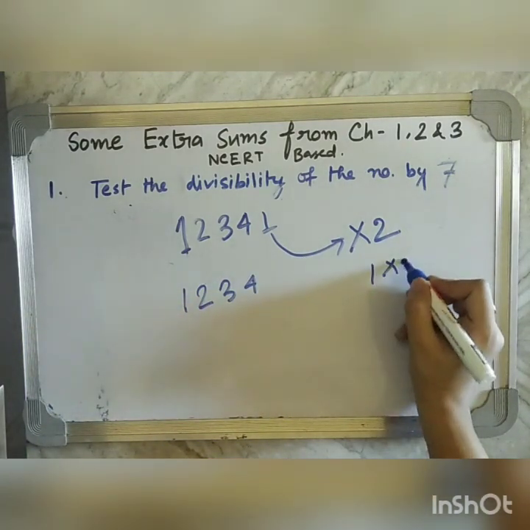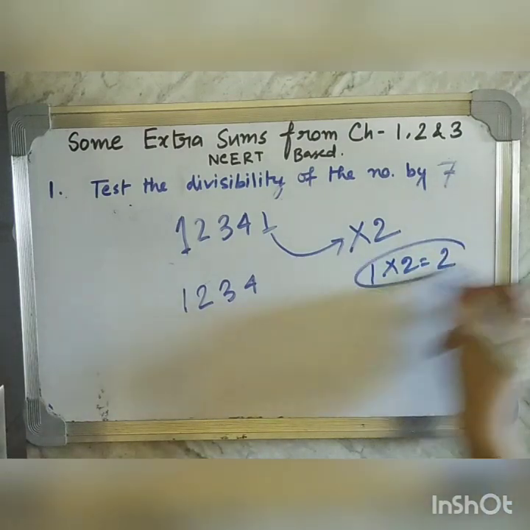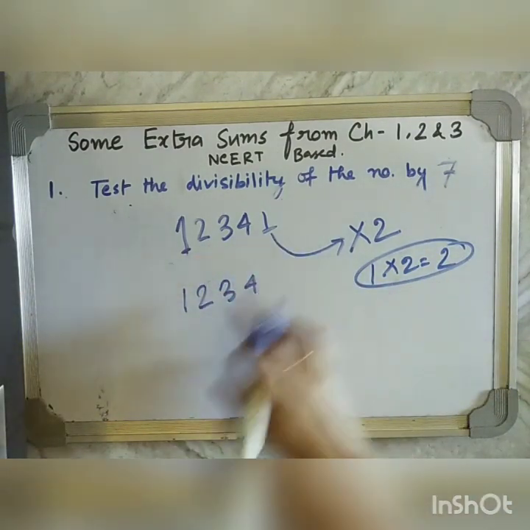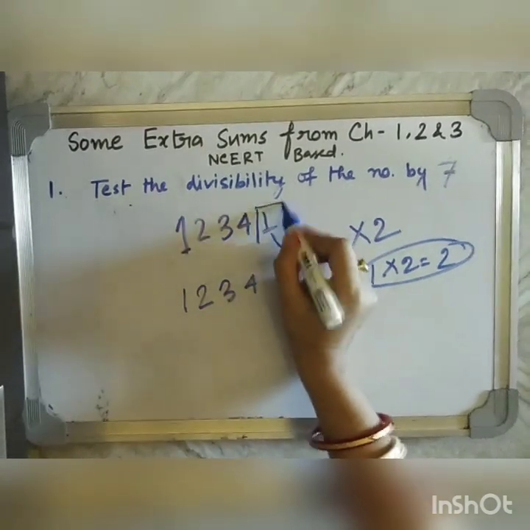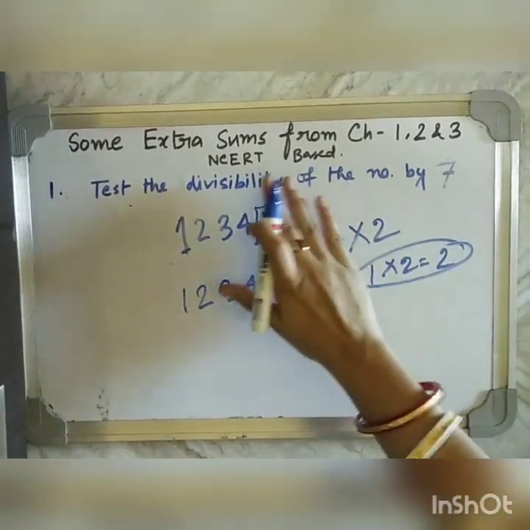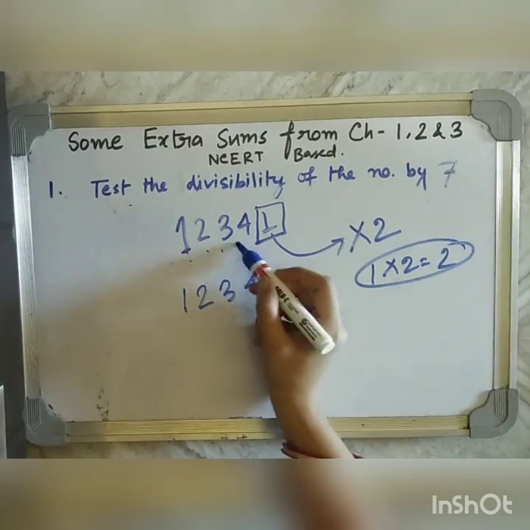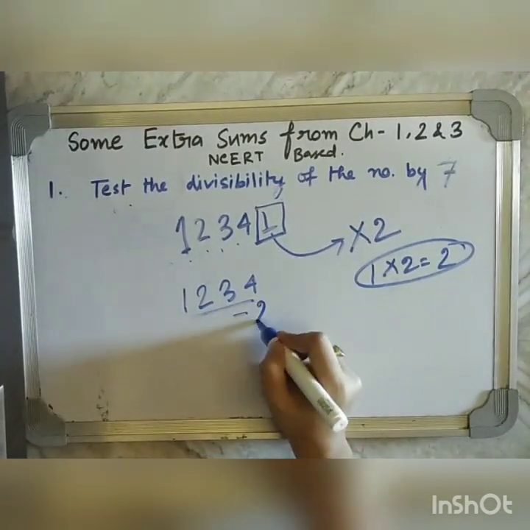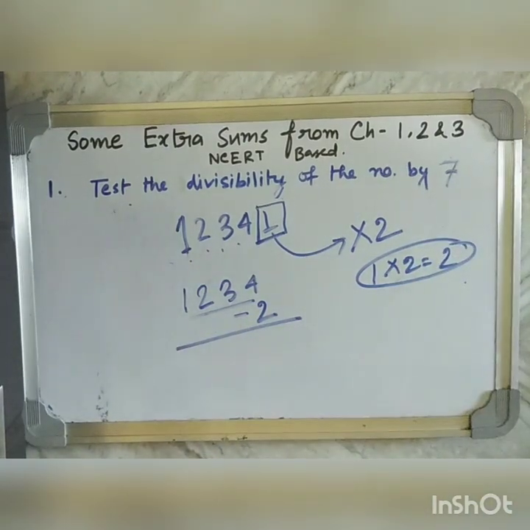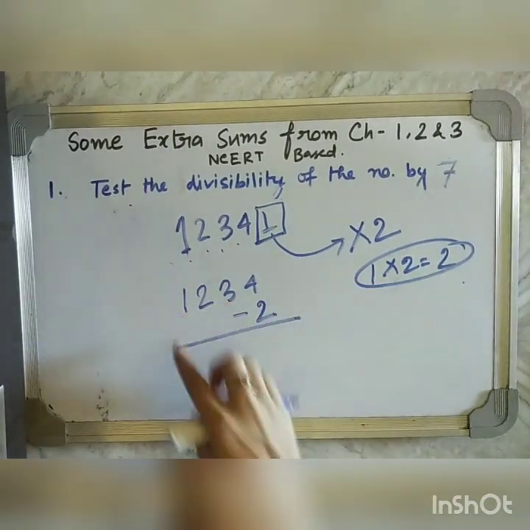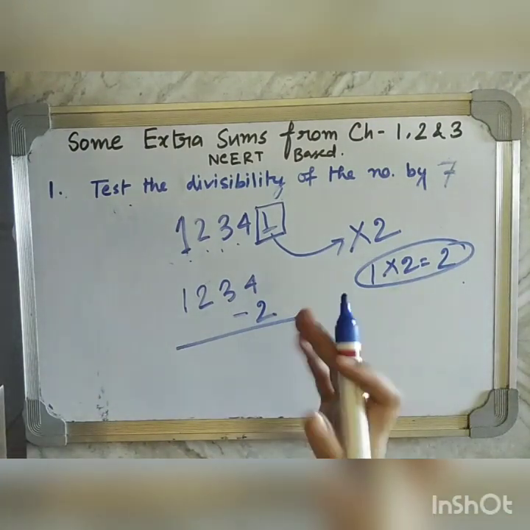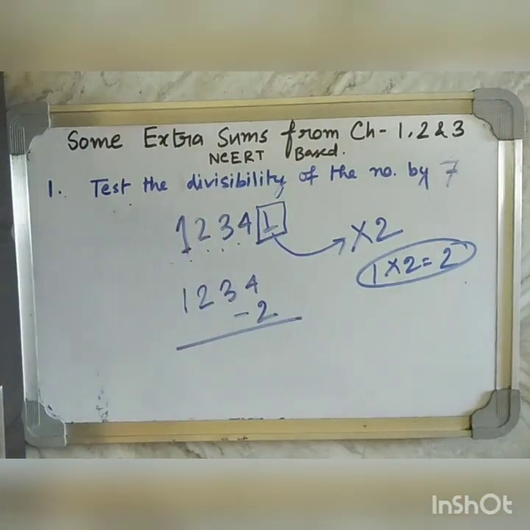1 into 2, we are getting 2. Now these 2 will be subtracted from the remaining digits. See, if 1 is already removed, then the remaining digits are 1, 2, 3, 4. Then from these remaining digits, we will subtract this product. Means 2 into the unit place. This product will be placed here and will be subtracted from the remaining digits of the number.